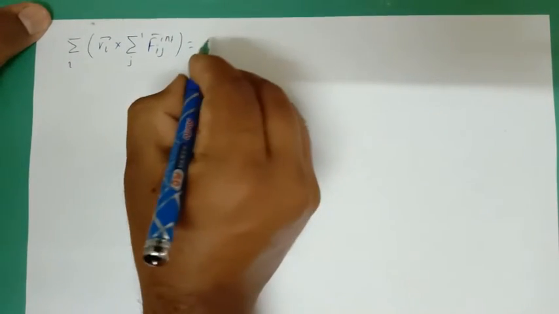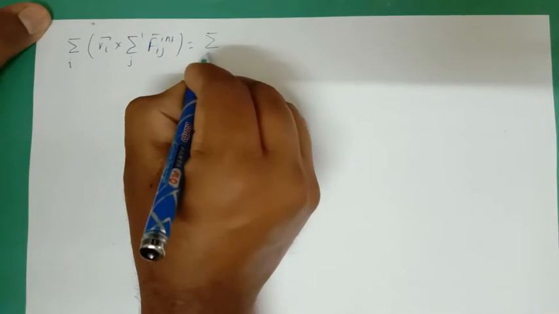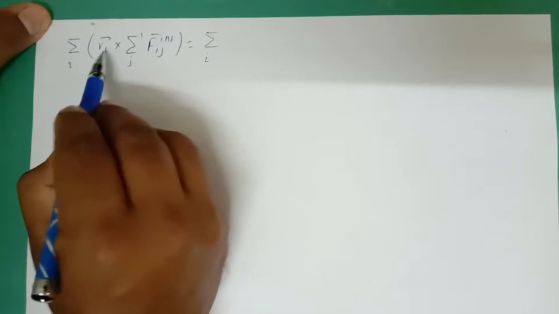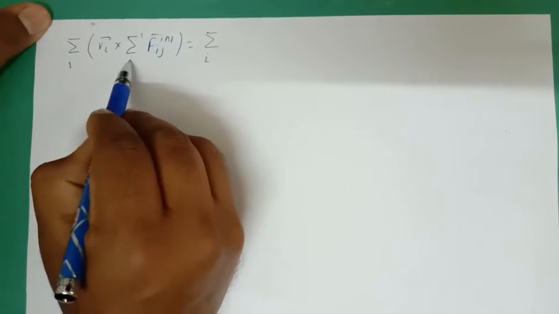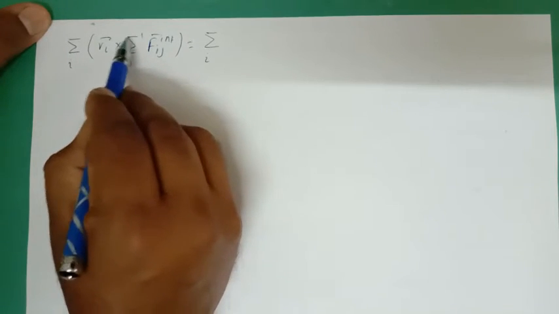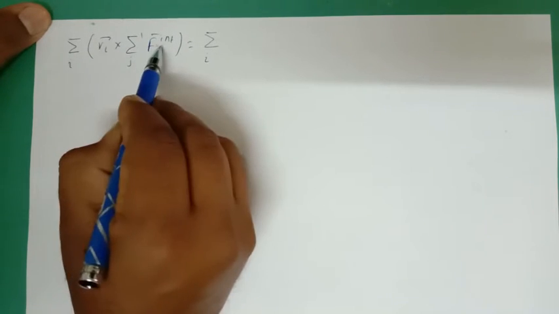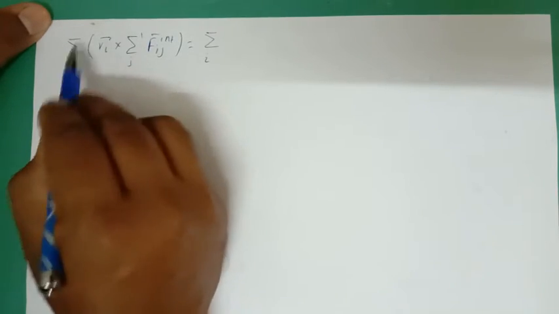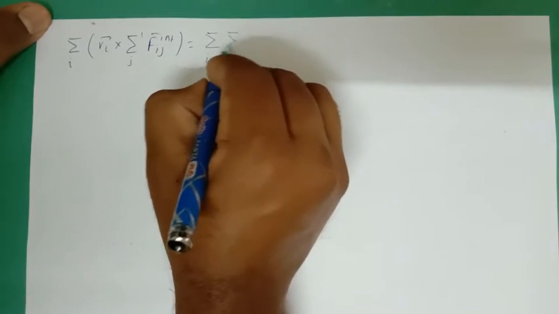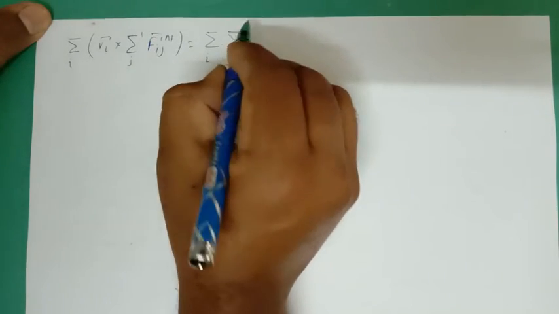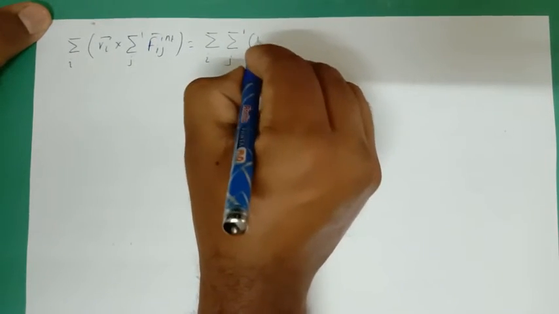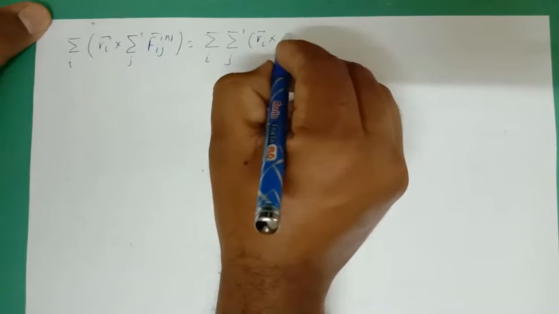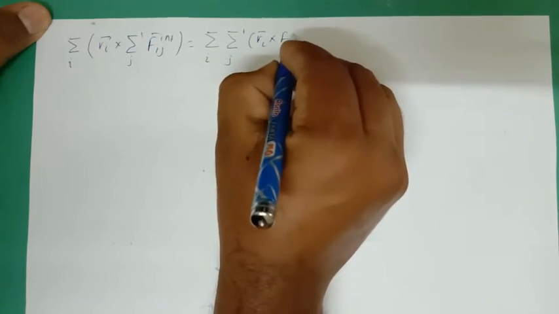I can write this term as it is. Since this second summation does not depend on i, I can directly write Ri over here. So this summation I can write outside this bracket. So summation again over j prime, Ri bar cross Fij internal.